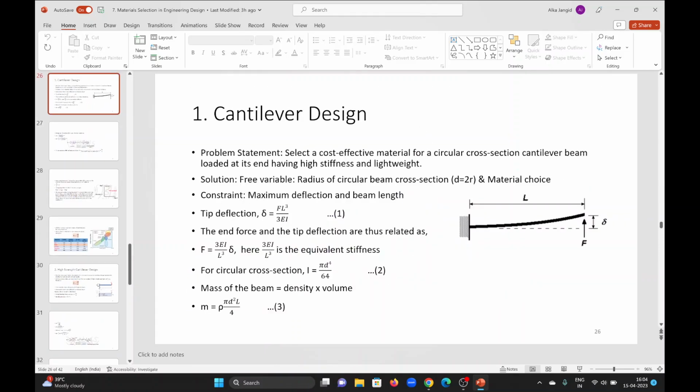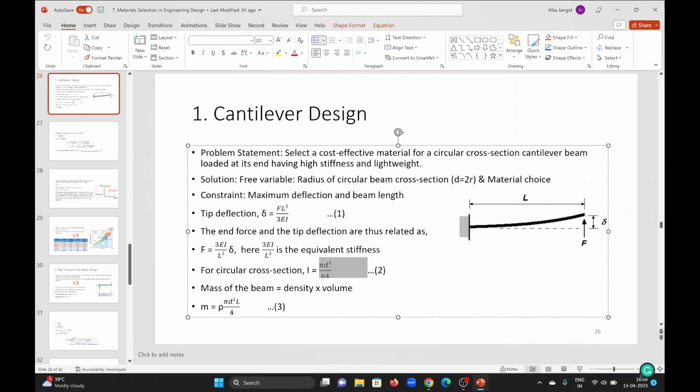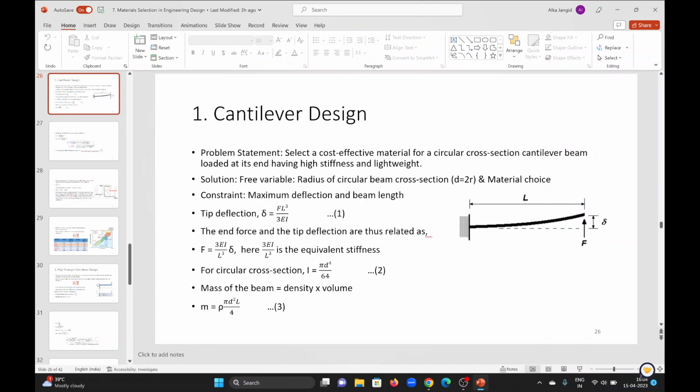So it will be similar to this question that is on the screen, but cross section will be circular, so your inertia value will be for circular one, and value of this volume will be also in terms of circular one.